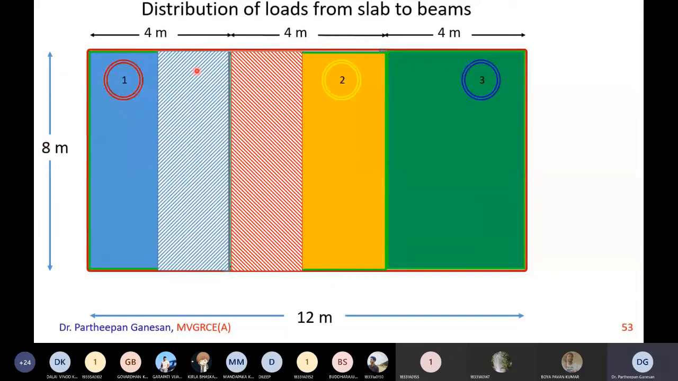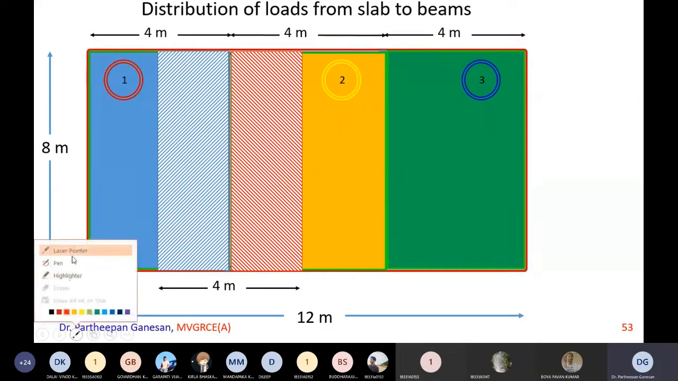This 8 meters becomes the span of the beam, and the beam is resting on, let us say, this brick wall, and this is another brick wall. Now the center to center distance of all the beams is 4 meters. So this beam will carry load from the slab over the same center to center distance, 4 meters only.